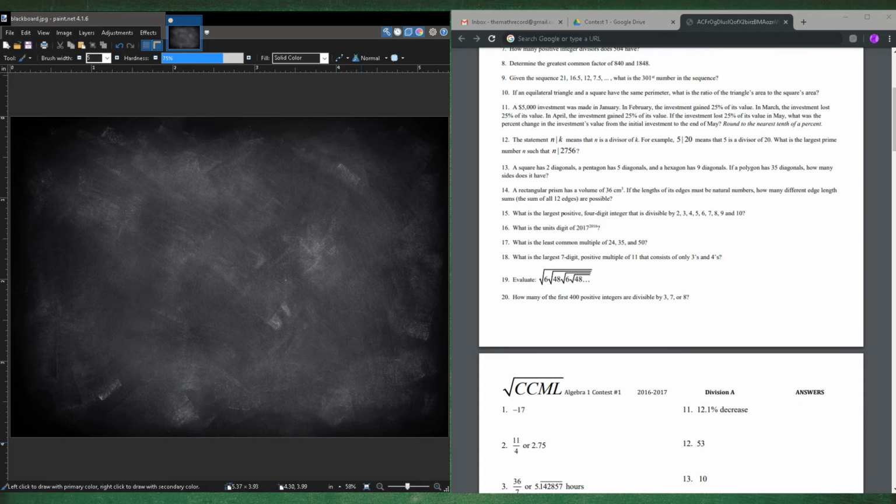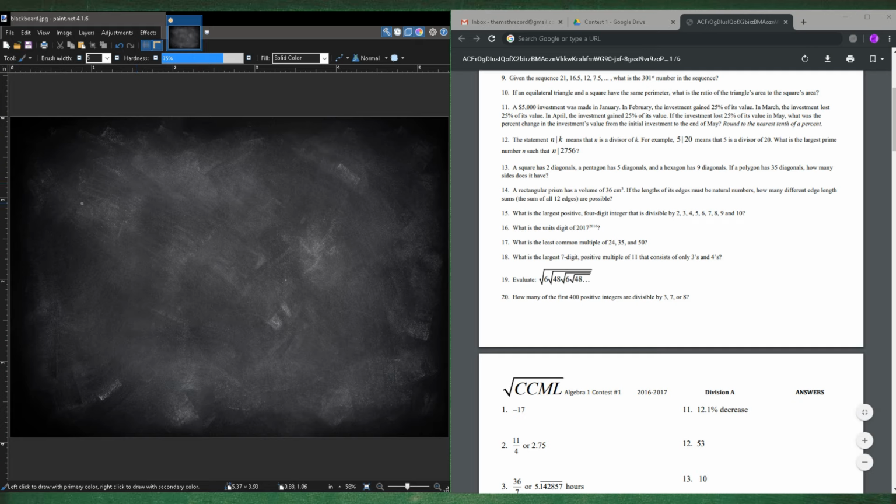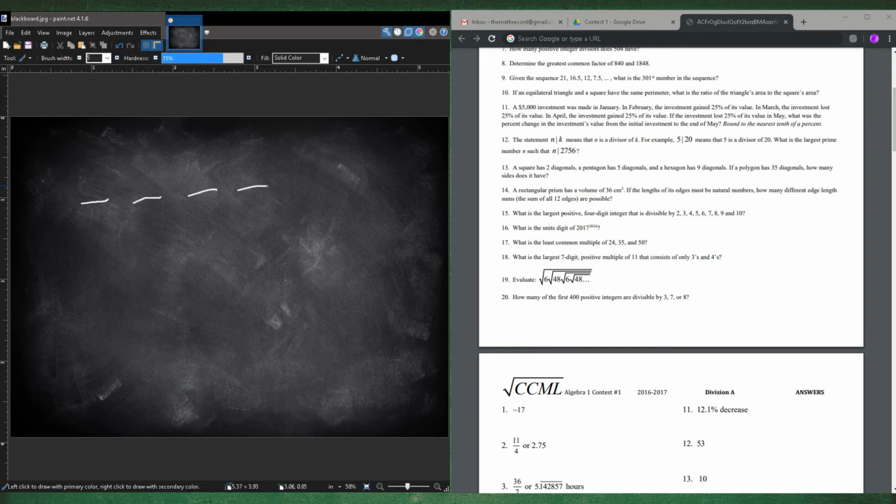What's the largest 7-digit positive multiple of 11 that contains only 3s and 4s? Okay, so the thing that stands out to me is that it's a positive multiple of 11. So let's just draw the number first. 1, 2, 3, 4, 5, 6, 7. If it's a positive multiple of 11, what I know about the rule for 11 is that if you subtract the numbers together, so let's say 1, 2, 3, 4, 5, 6, and 7.